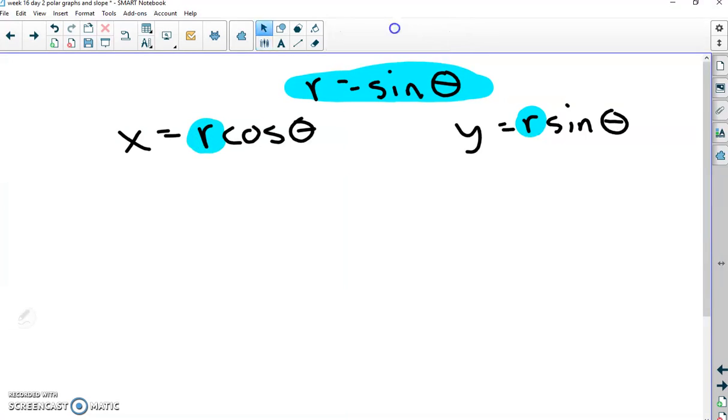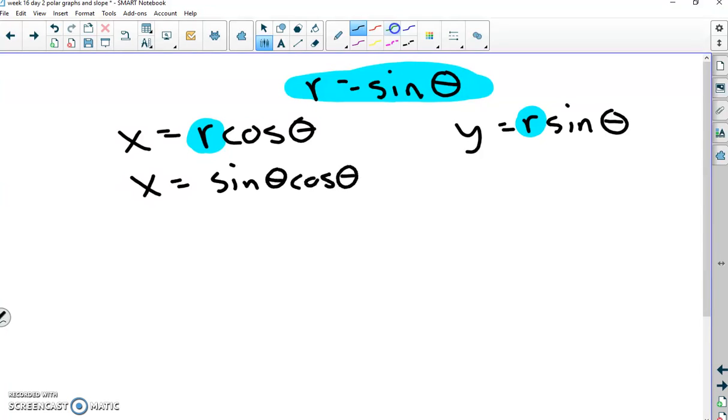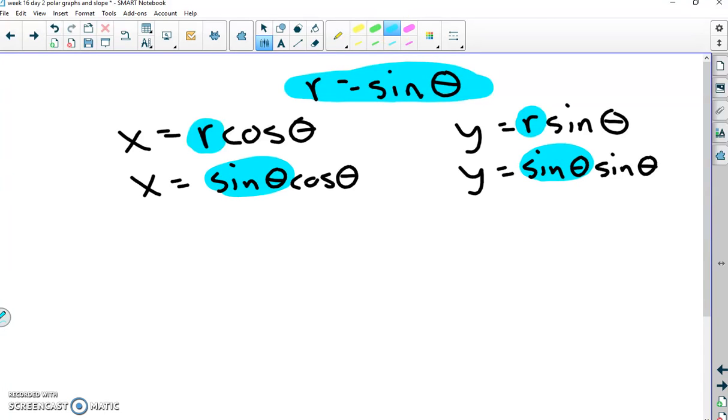So tell me now, who does x equal? Sine theta, cosine theta. Who's y equal? Sine theta, sine theta. Do you see how I just replaced the function for your r? Do you think you can figure out if I want dy/dx then? This should feel like parametric now to you. Remember the last couple days, can theta be t or could t be theta?